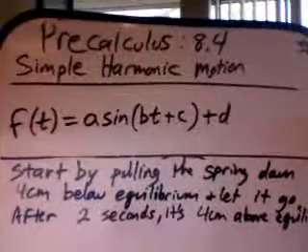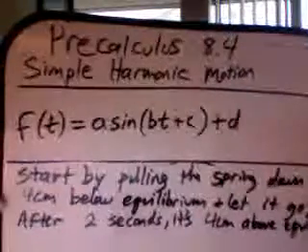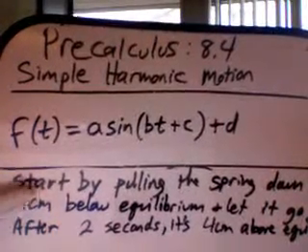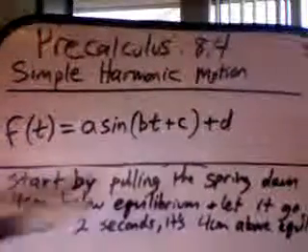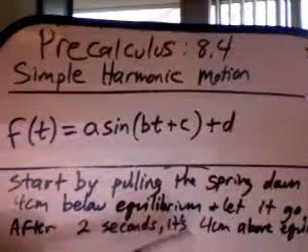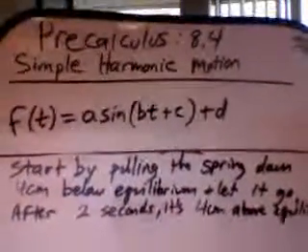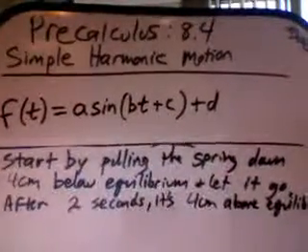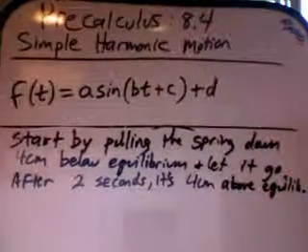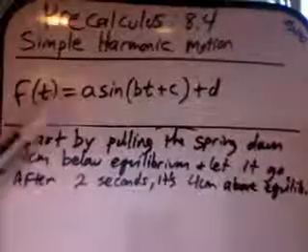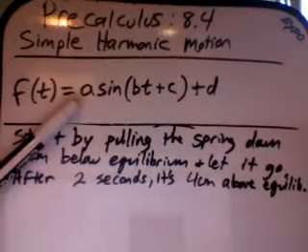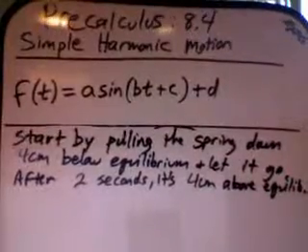In this example that I made up, it's pretty similar. We're going to start a mass on a spring oscillating, but we're going to start by pulling it down 4 centimeters below its equilibrium, and we're just going to let it go. We're not going to push it. And we notice that after 2 seconds, it is 2 centimeters above its equilibrium position. Alright, so we're going to try to build this model up. That's going to mean that we're going to need to know eventually values for A, B, C, and D.